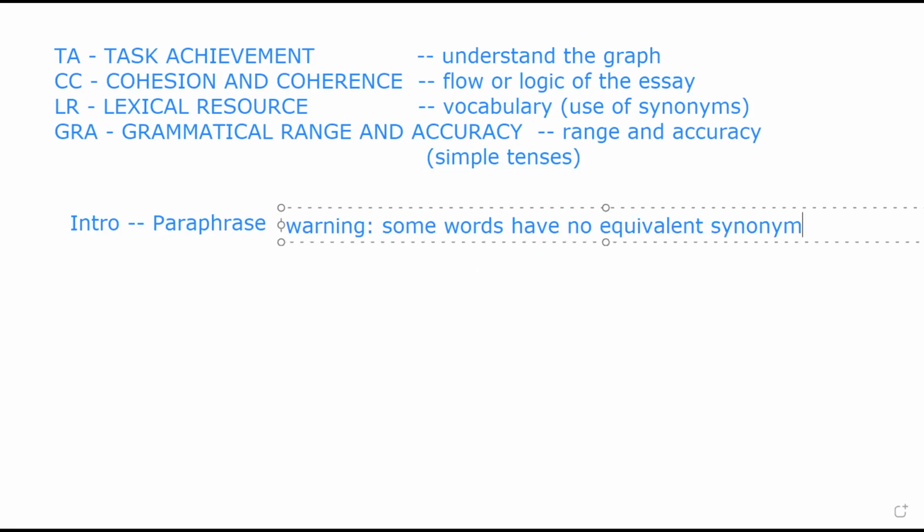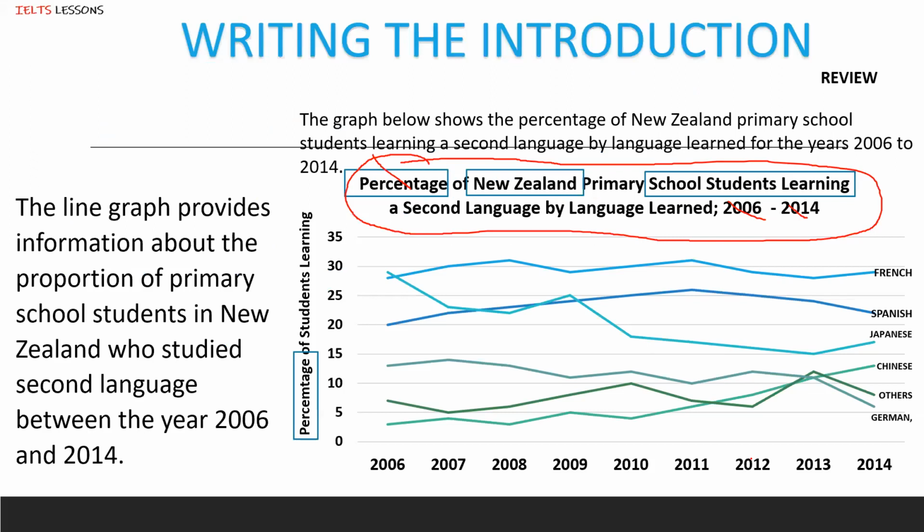For example, there is no synonym for New Zealand, all right? It's a country. So a name of a country has no synonym. Name of a person has no synonym as well. I think there's no synonym for primary school. And second language as well. I think language doesn't have a synonym. But learn, we can use the word study, or take up the course of language.